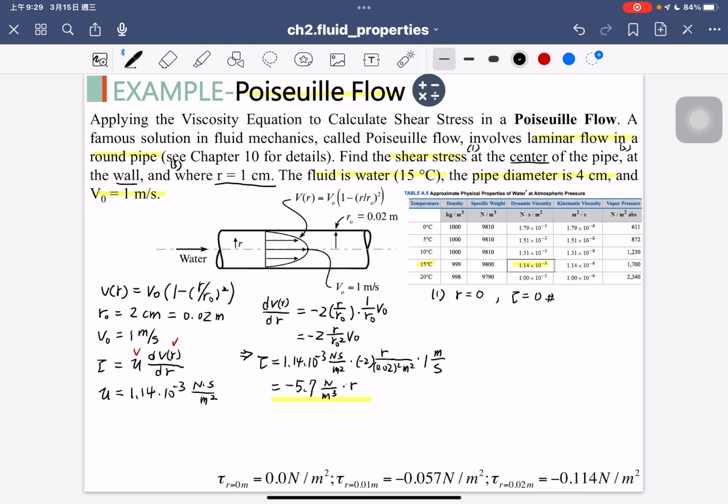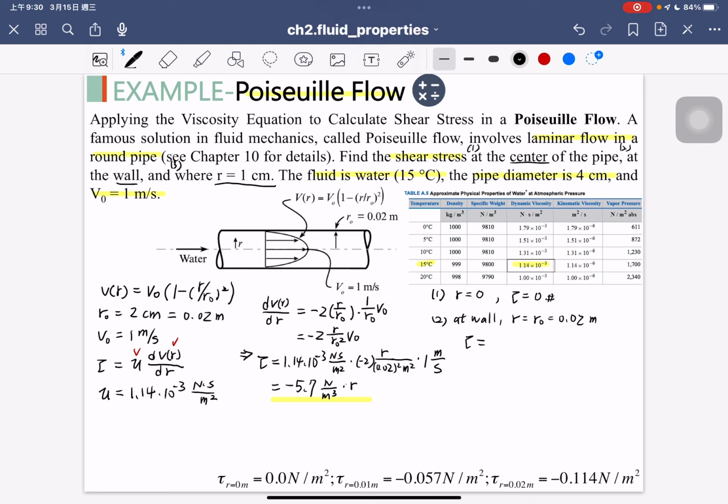Okay, so we move to the second one. For the second, we know the condition is at the wall. And what's the radius at the wall? The radius at the wall should be equal to r0, right? And r0 is 0.02 meter. So we put the number inside the equation. We can calculate how large the shear stress is. Okay, so how large is the shear stress we have?